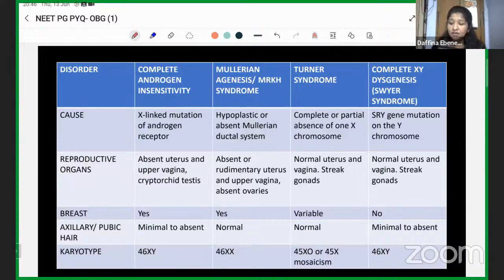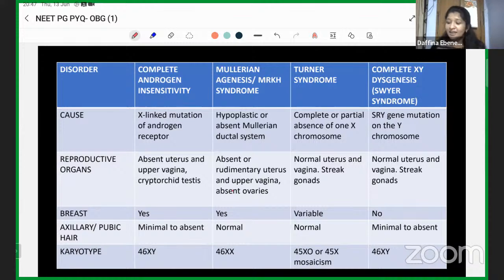As we already saw, absent uterus is seen in both testicular feminizing syndrome as well as MRKH syndrome. So absent uterus and upper vagina will be seen. In MRKH syndrome, ovaries will also be absent along with that. You are going to differentiate it based on karyotyping only. In any question, if the uterus is absent, it's either of these two only, either androgen insensitivity or MRKH syndrome. You have to take a look at the karyotyping and then come to a conclusion.